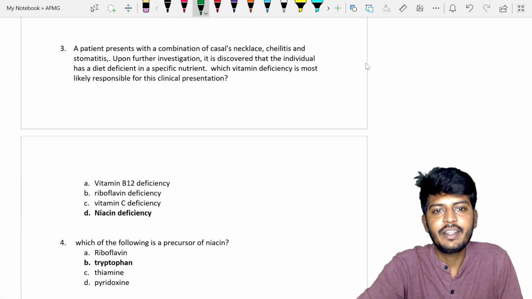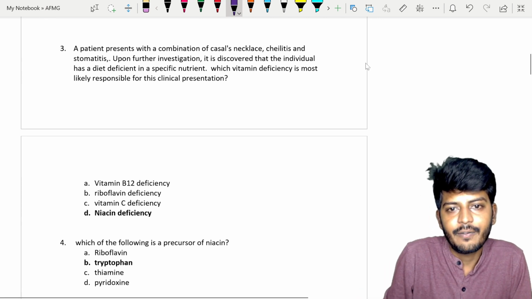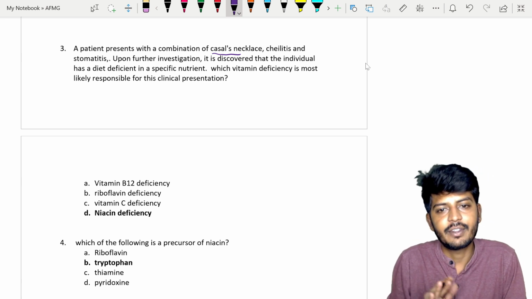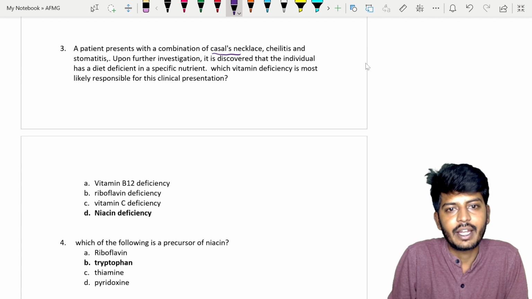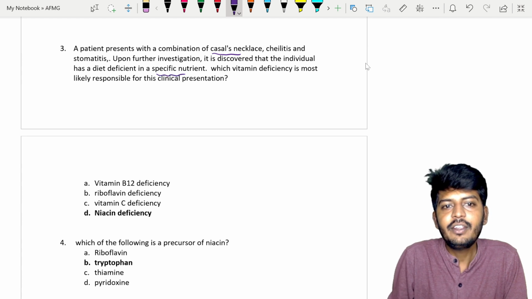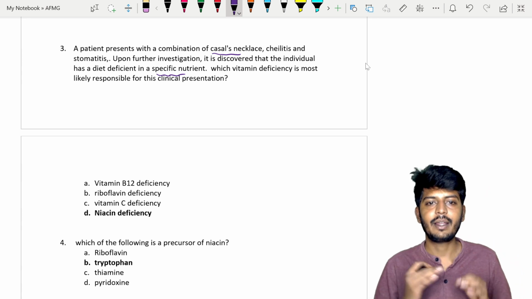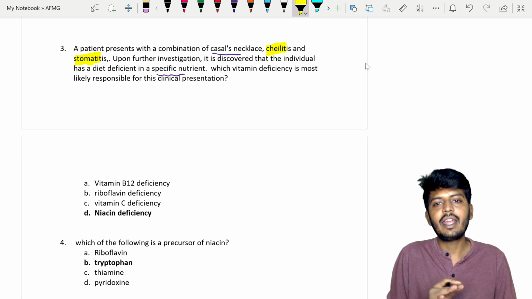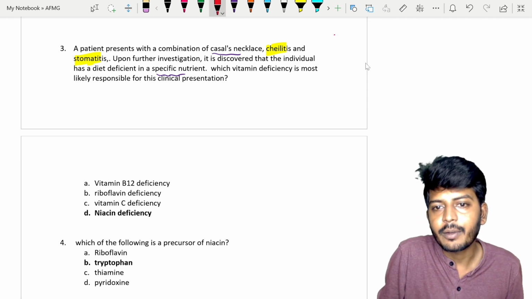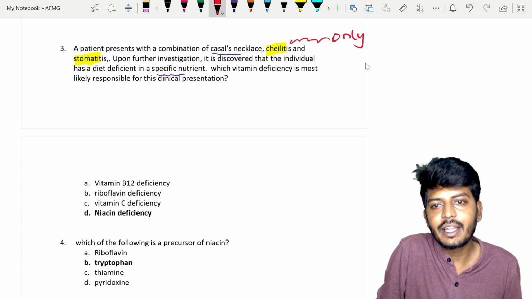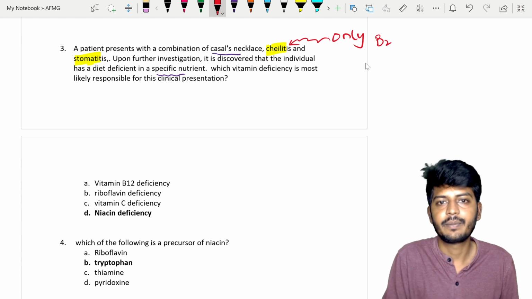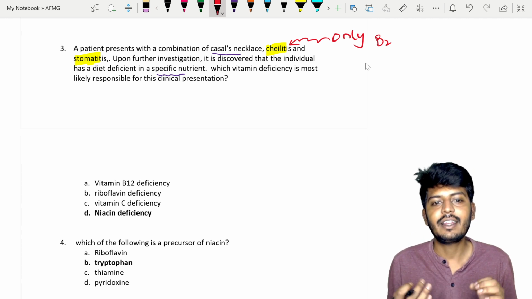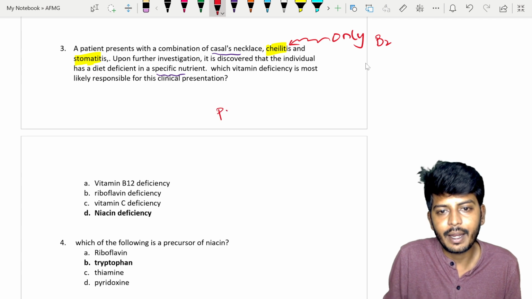All right. Let's go to the next question here. A patient presents with Casal's necklace, cheilosis and stomatitis. Upon further investigation, it is discovered that the individual's diet is deficient in a specific nutrient. Which vitamin deficiency is most likely responsible? Remember, most of you are getting confused here. Cheilosis and stomatitis. If only cheilosis is given, then it is B2 deficiency. But along with Casal's necklace, it is the most specific sign of pellagra.